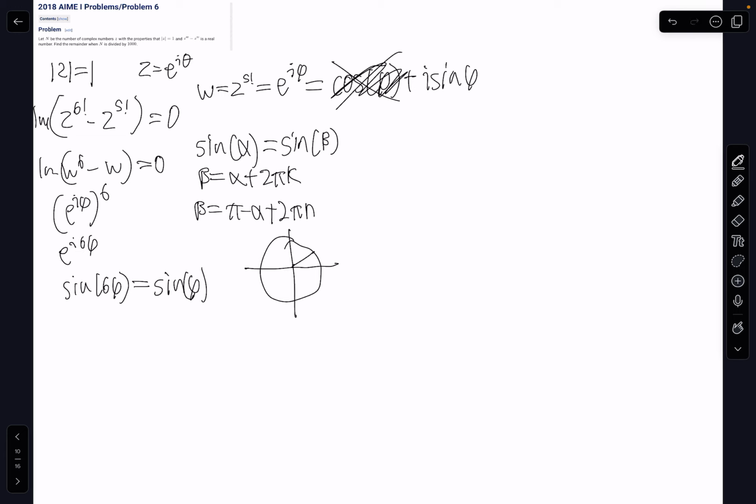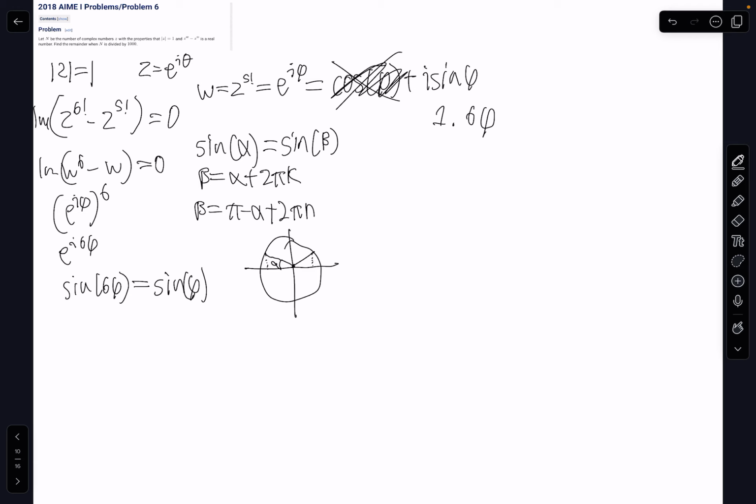And pi minus alpha is basically a reflection about the y-axis, right? This is pi, and this is alpha. So pi minus alpha is going to be going alpha radians back from pi. And we notice that this way these two sines are going to be equal. Okay, so that's case one here, and we're going to assume that 6 phi is basically beta.